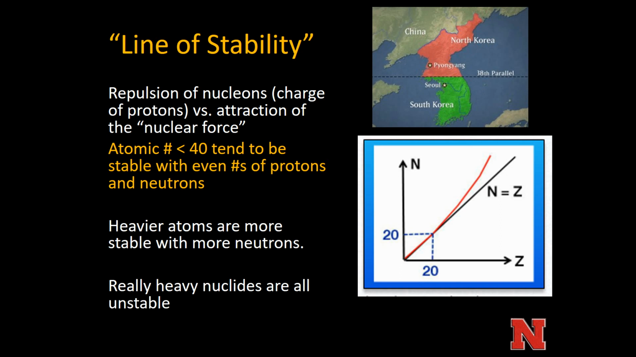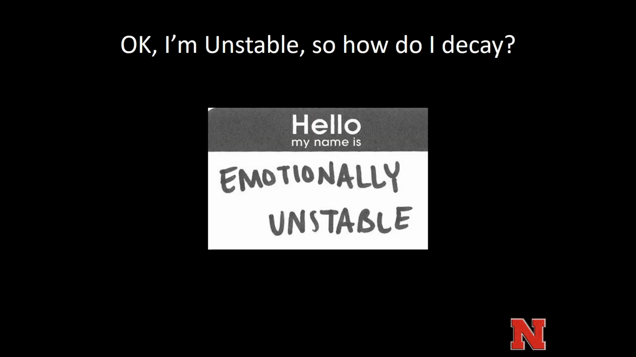Above that, heavier atoms are actually more stable when they have more neutrons, and they need more neutrons to effectively counterbalance the positive repulsion amongst protons with that nuclear force. Really heavy nuclides are essentially all unstable and tend to break apart or undergo different forms of nuclear decay, which we'll get into. But just know heavier atoms, more stable with more neutrons. Lighter atoms, especially less than 40, tend to be stable with an even number of protons and neutrons.